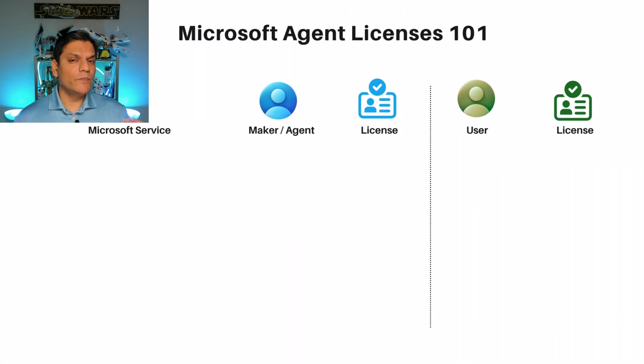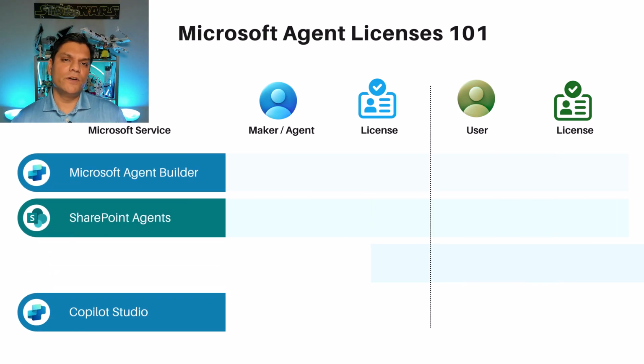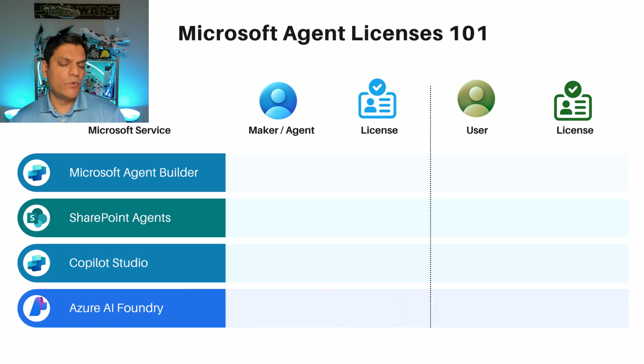So the best way for me to explain this to you about each of the licenses model for the agents is to show it in two parts. One is what is the license required for the maker/agent and also for the end users. Because for each of these four different agents over here, it does boil down to these two. So let's start with the first one, which is Microsoft Agent Builder.